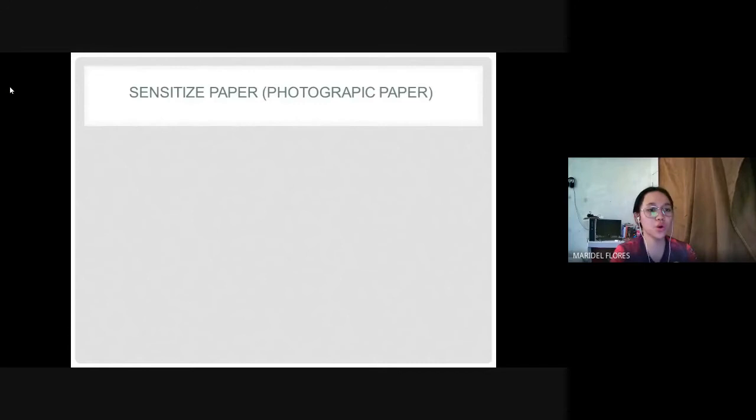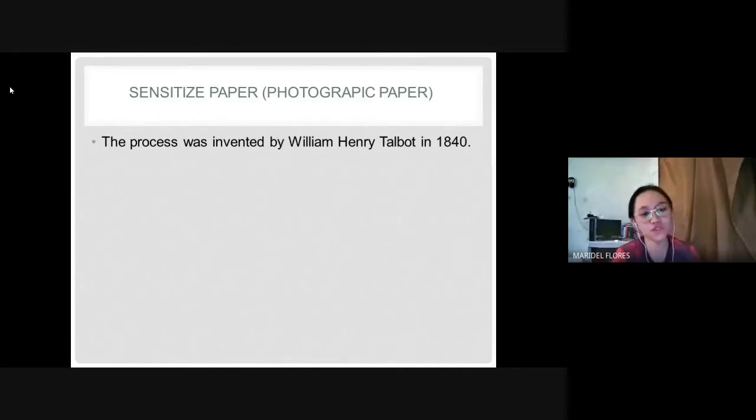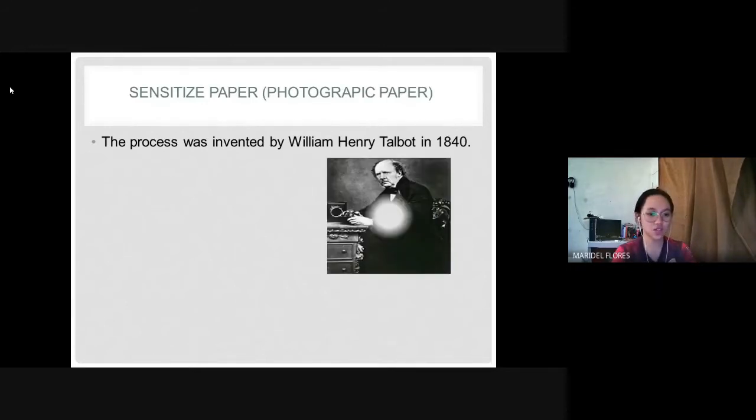Before we go further, let me show you the contributor of this process. The process was invented by William Henry Talbot in the year 1840. He is an English scientist, inventor, and photography pioneer who invented the salted paper and the calotype process. He is also a precursor to the photographic processes of the late 19th and 20th century. So this is Henry Talbot.